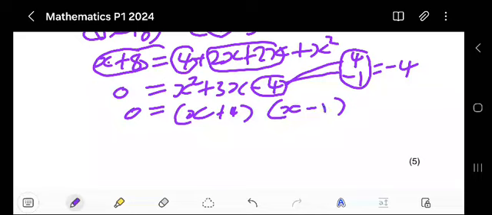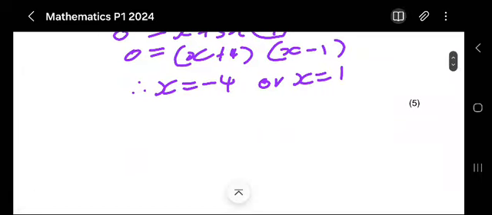Therefore, x will simply be equal to minus 4, or x will be equal to 1. So yeah, this is what we have so far.